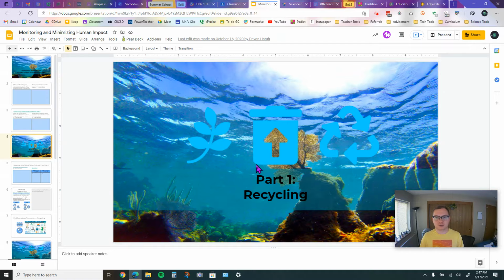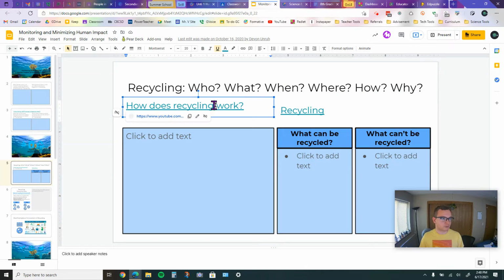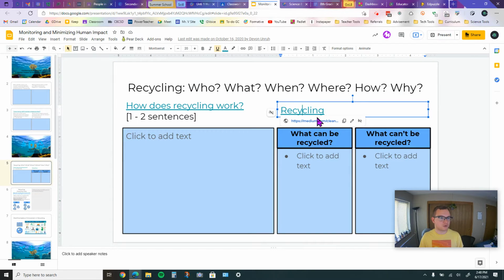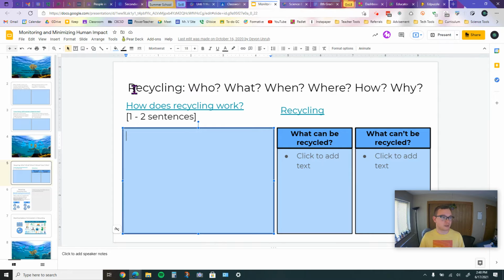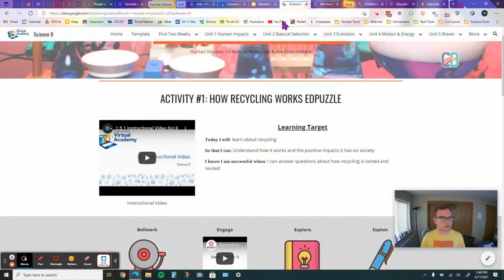And then this is where you start part 1. Like I said earlier in the instructional video, this is focusing mainly on recycling. You have different resources here that you can use. One's a YouTube video and one's an article. You have to tell me what recycling is and how it works, which you can also probably use the Edpuzzle that we did just the other day in terms of the recycling plan. It covers similar ideas there.